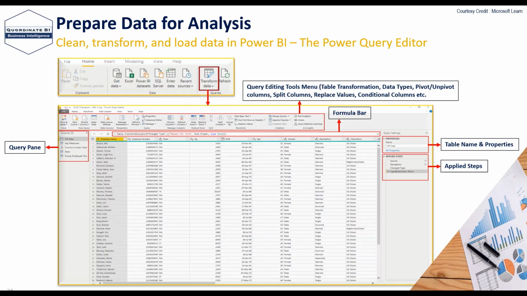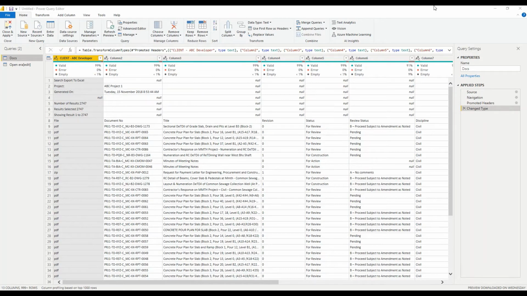So let us see it in our practical environment. This is how your Power Query editor looks, which we saw in the previous slide in the image. On the left-hand side you get to see the query pane, and on the right-hand side all the steps that have been recorded under the transformation are recorded here. This is your table properties, your formula bar, and the query editing tool.